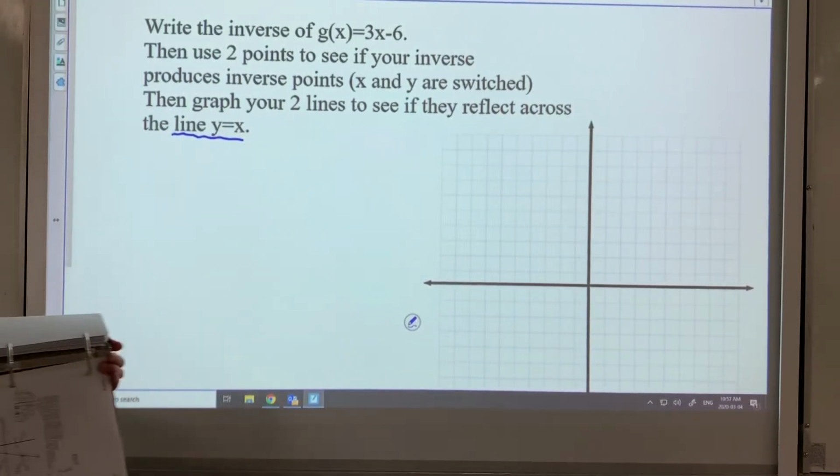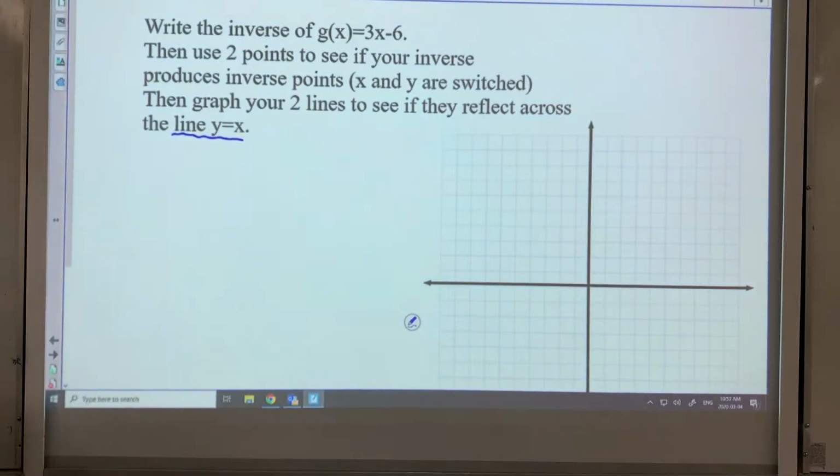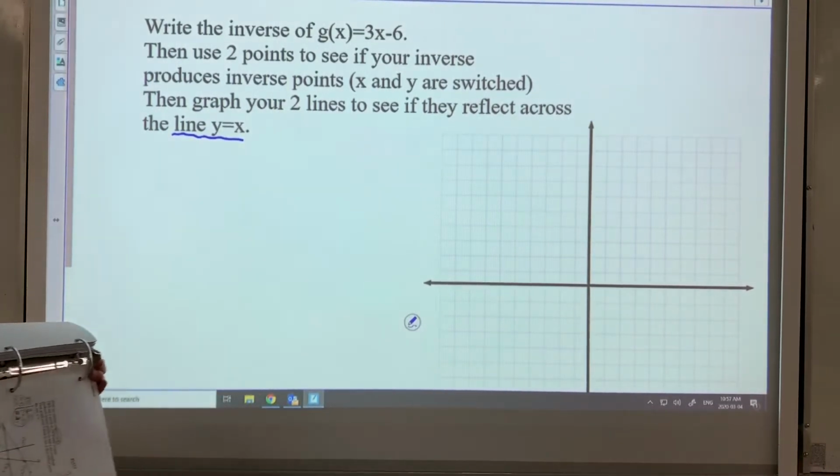So it says, write the inverse of g of x equal 3x minus 6. Then use 2 points to see if your inverse produces inverse points where x and y are switched, and then graph them. Now, we're not too worried about this reflecting over the line y equal x. Sometimes they ask theory questions about it. That's the only place it really comes up in the exam, is they might ask you a theory question. Like they might show a graph and its inverse and ask which line they reflect over, or something like that.